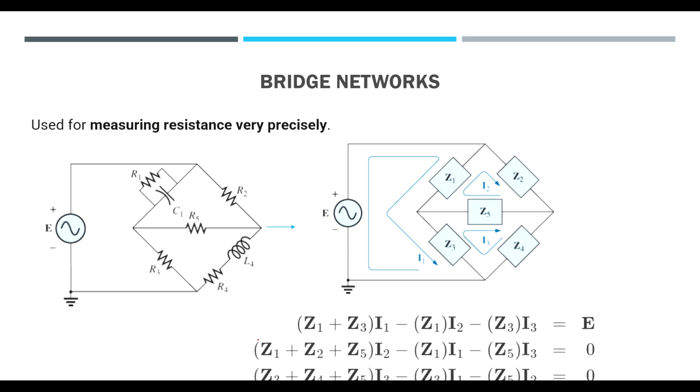So all this can also be applied to a very common network called a bridge network, which is very common and very useful in terms of analyzing signals or for acquiring a signal. As you know from DC lectures, the bridge network is an excellent network to precisely determine the variation in frequencies.